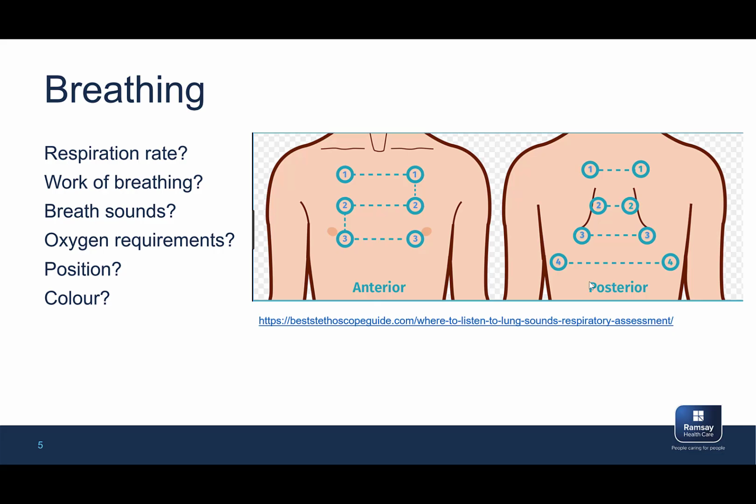What about the breath sounds? When we auscultate, we can use our stethoscope to do a quick assessment on whether or not we can hear any abnormal breathing sounds, which include wheezing or crackles, for example. Here we would also review any oxygen requirements and look at their current position and maybe help them into a position that is appropriate for their breathing. And we would also be looking at their color.